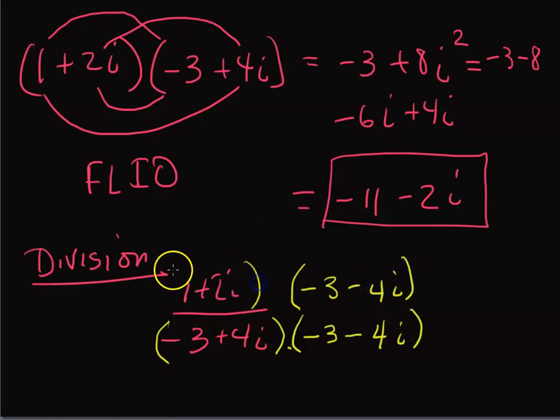And now you perform the multiplication just like you would normally. Let's see, this is 1 times a negative 3.